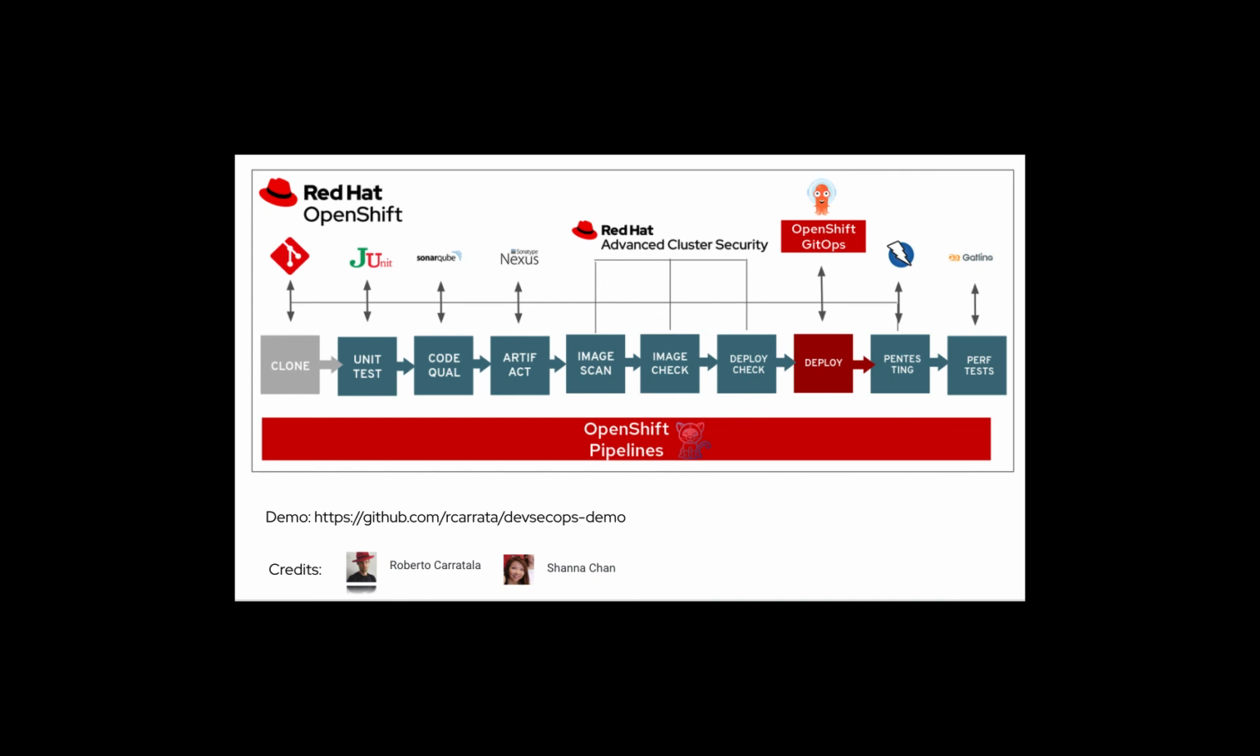To recap, we saw how we built a secure DevOps pipeline that orchestrates a combination of different security tools using OpenShift GitOps, OpenShift Pipelines, and Red Hat Advanced Cluster Security. The artifacts for the demo can be found on the GitHub link, and special thanks to these Red Hatters.